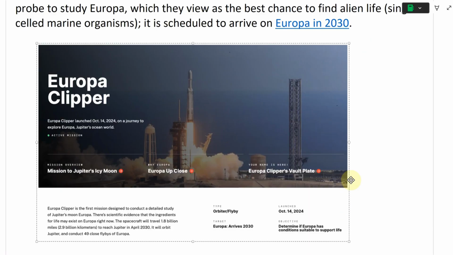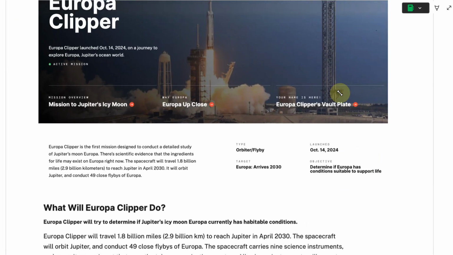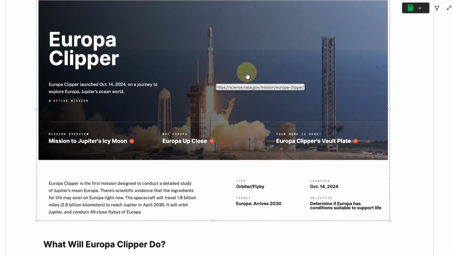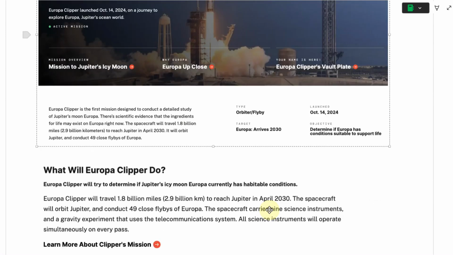So again, a lot of stuff happening in 2030. And here's the NASA website. That's this one right here. This is nasa.gov, science.nasa.gov/Europa.Clipper. So you can see, read right here, why Europa up close, target arrives 2030.